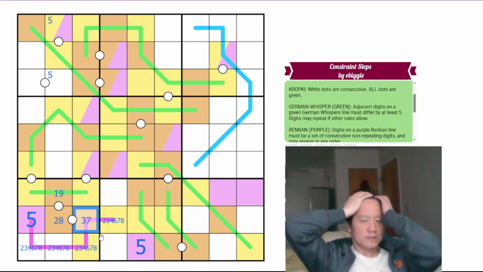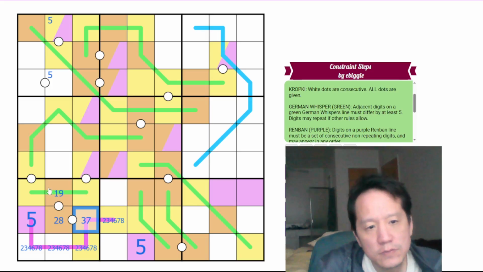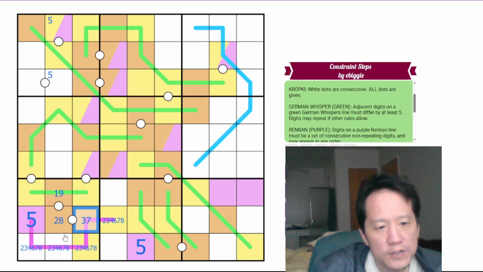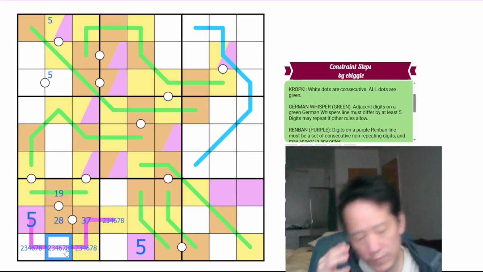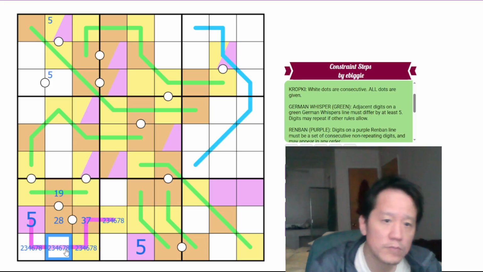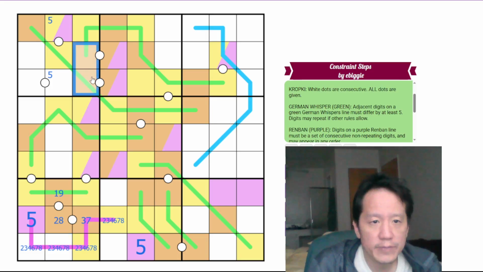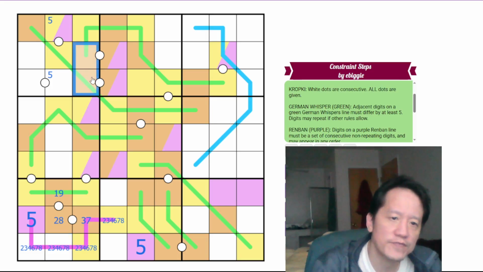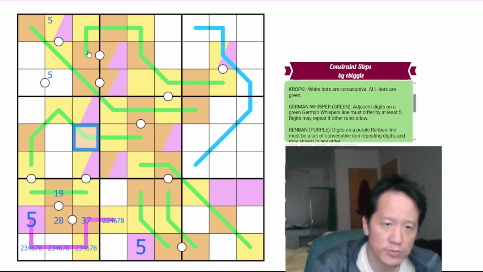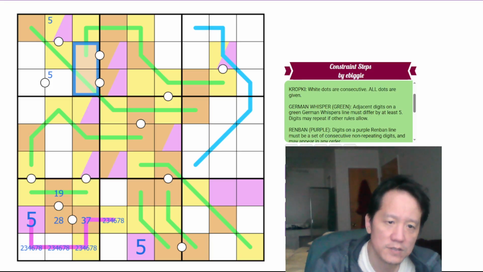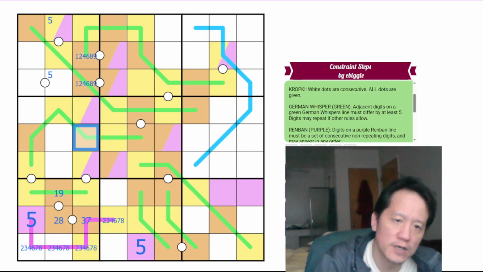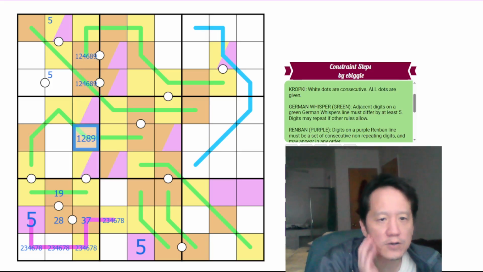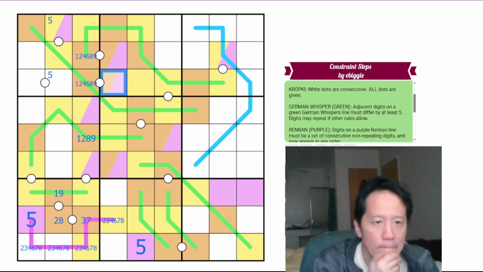Let's see. This could be orange. Hmm. These cannot be consecutive. So if this were 4 and 6, those would have to have a consecutiveness. So one of these is 4, 6. So it's 4, 6 with 1, 2, 8, and 9. This is just 1, 2, 8, or 9 here. Hmm.